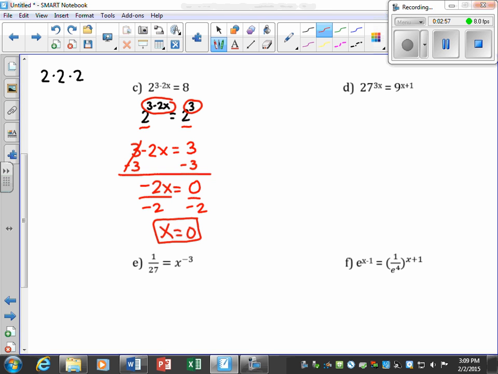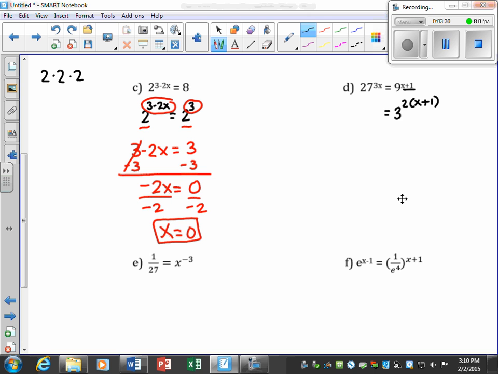Okay, but what about D? 27 and a 9. If I start with a 9, because they already have a base 9, and I did 9 times 9, it's 81. It's definitely not 27, so I can't do that. Is there something I can rewrite 9 with? Yes, 9 is 3 squared. But I cannot forget this x plus 1 that was already up there. So I can rewrite 9 with a base of 3.